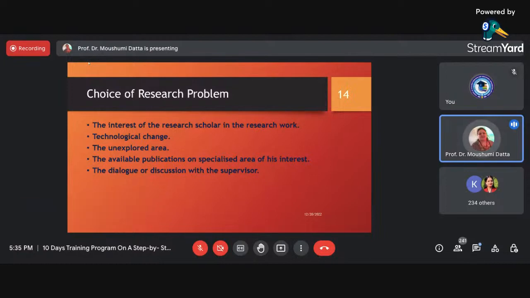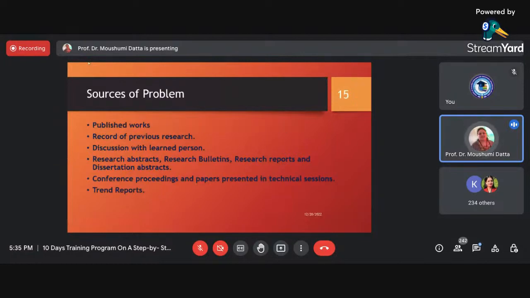You will not dream that yes, this is my research topic and X has studied, Y has studied. How do you know? For that, you will definitely have to go to the sources of the problem. You will have to go to the library, look into the books, look into the journals, and discuss with the people of the same field.